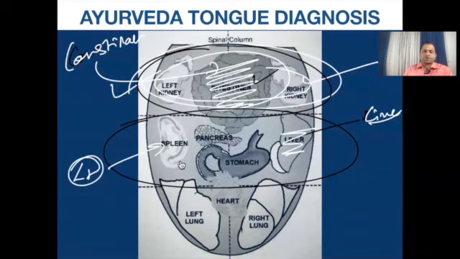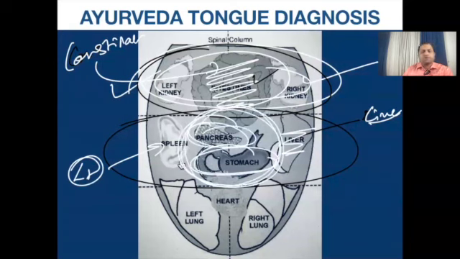In this way. Now, stomach is in between and the pancreas in between. So this part plays a very important role when we're talking about diabetes and when we're talking about the stomach condition, right? So stomach is located in the center as per this Ayurveda tongue diagnosis.